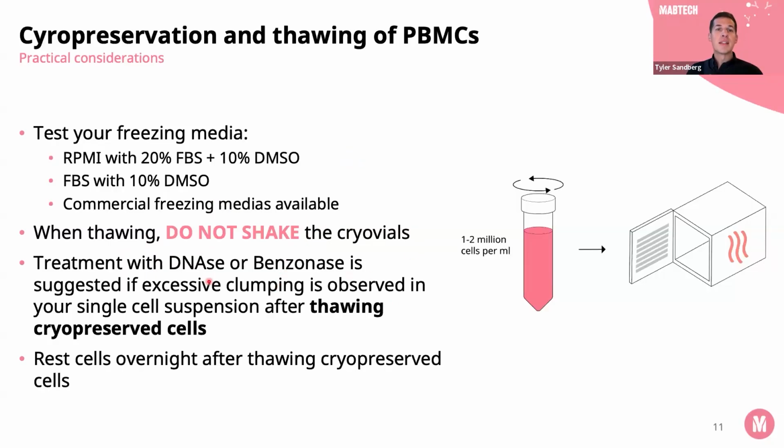But another way to circumvent excessive clumping that you might see in your samples is adding DNase or benzonase in your thawing media.